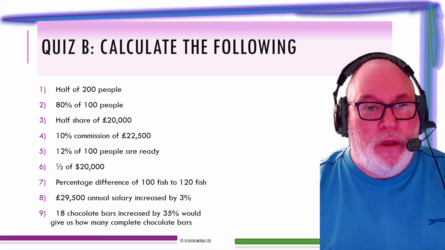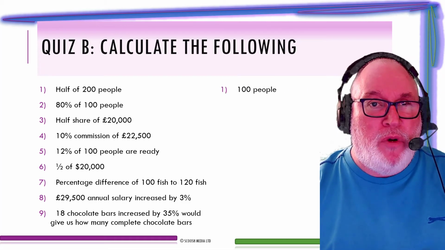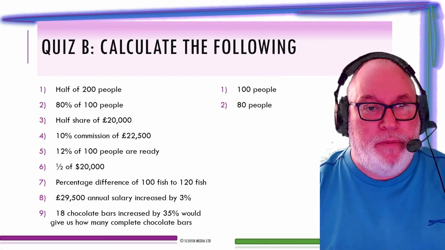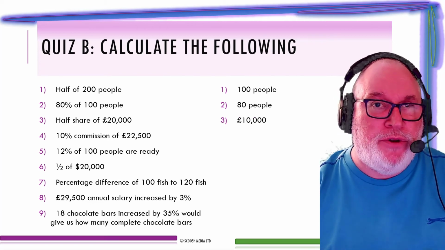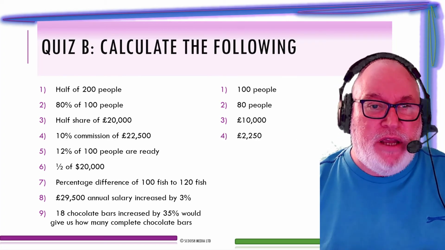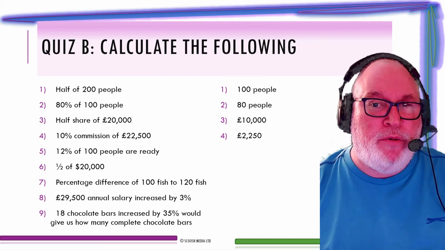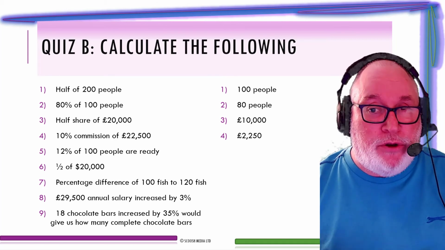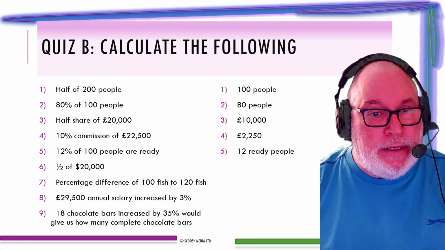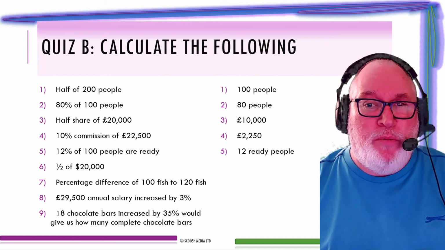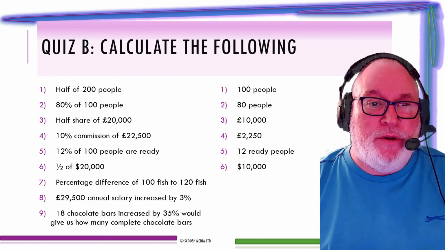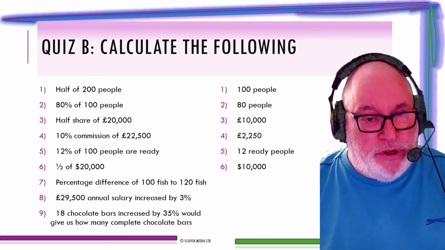Right, here we go. Half of 200 people, 100 people. 80% of 100 people, 80 people. A half share of £20,000, £10,000. Quite straightforward. 10% commission of £22,500. Quite easy to calculate. 2,250. It's easy for me to say it's easy, isn't it? 12 ready people out of 100. 6. Half of $20,000 is $10,000.